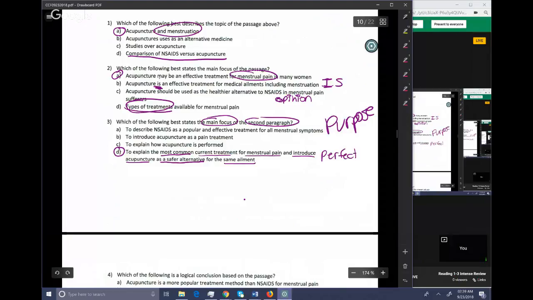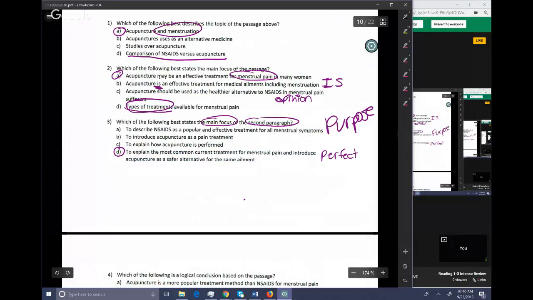There could have been a situation where you didn't get something that good, but if you had to describe how they laid out that second paragraph, that is exactly how they laid that out. So they were saying, here's what used to be the treatment, or here's the common treatment, which is NSAIDs. It has long-term effects and it has side effects. Acupuncture doesn't, which is where the safer alternative thing comes from for the same ailment. So that is a perfect answer.